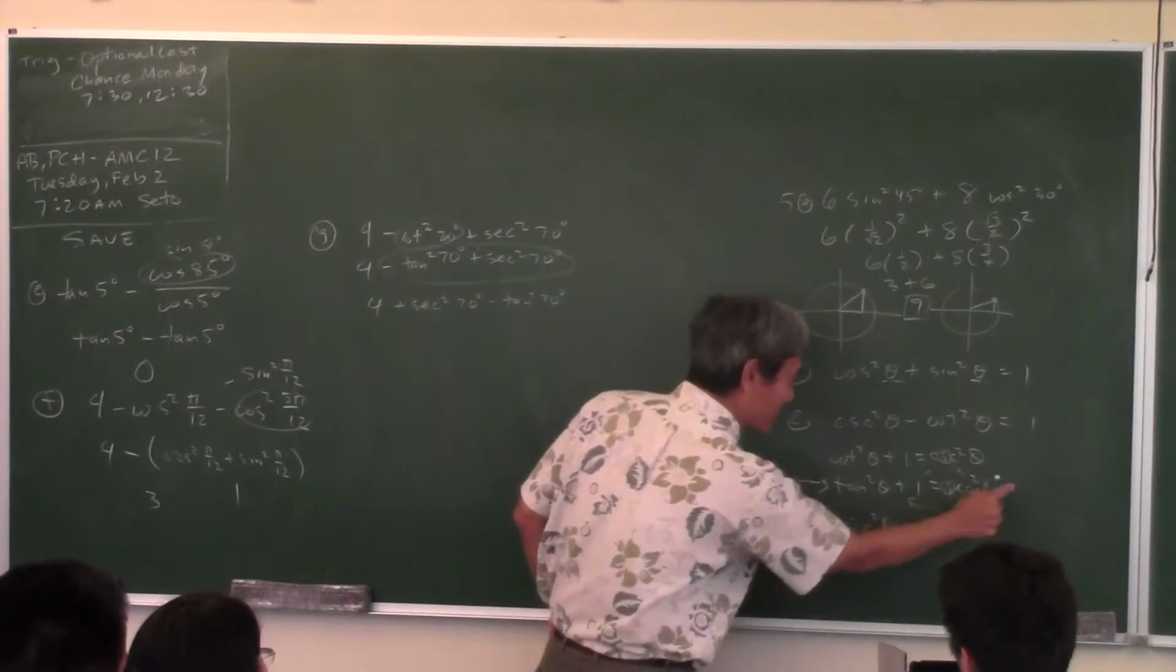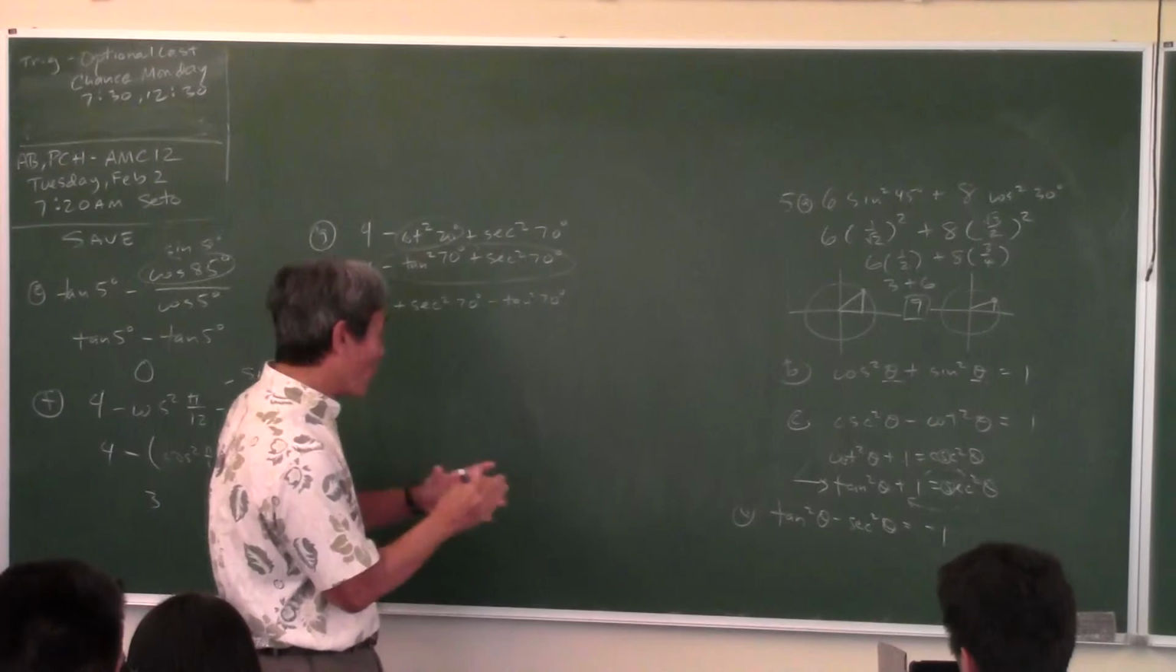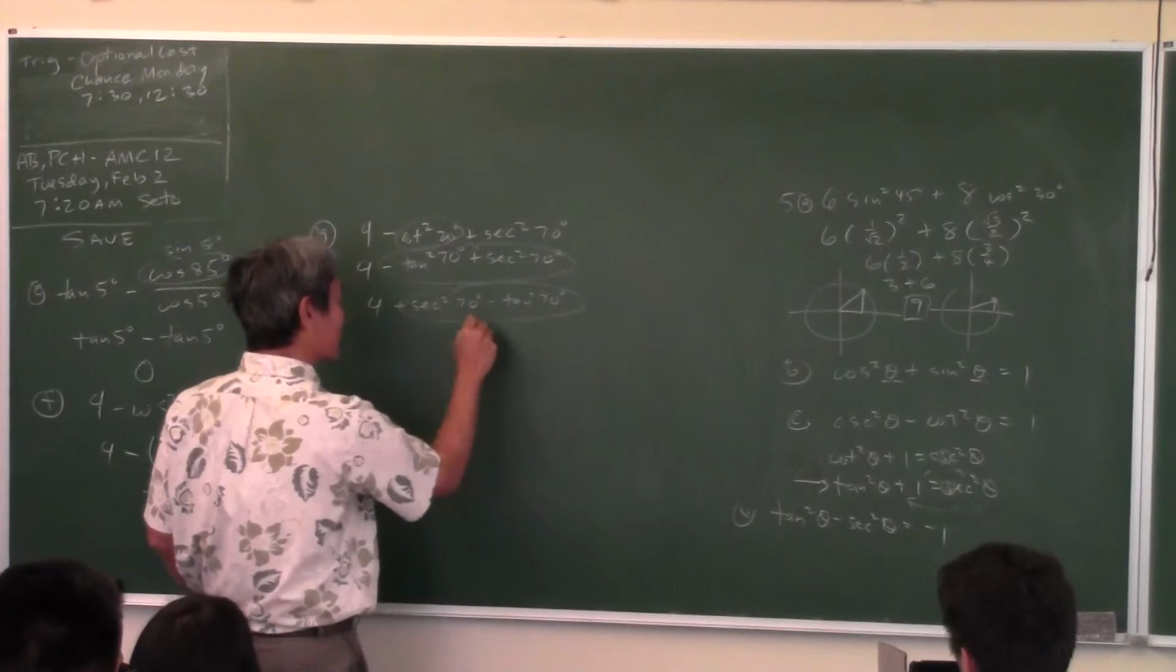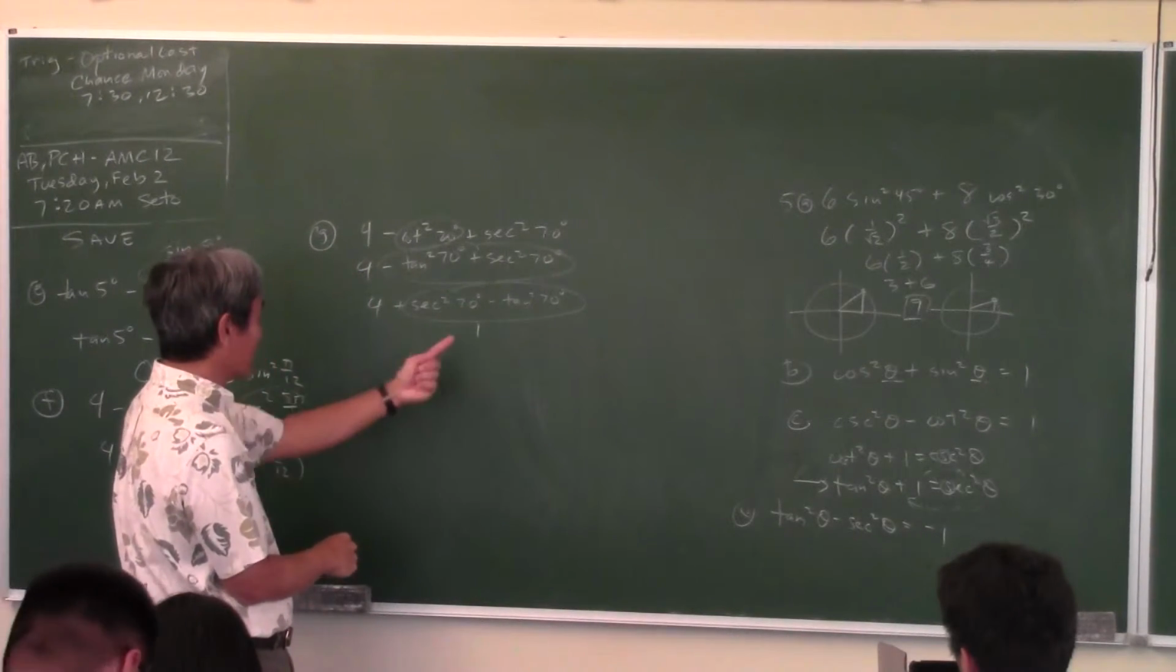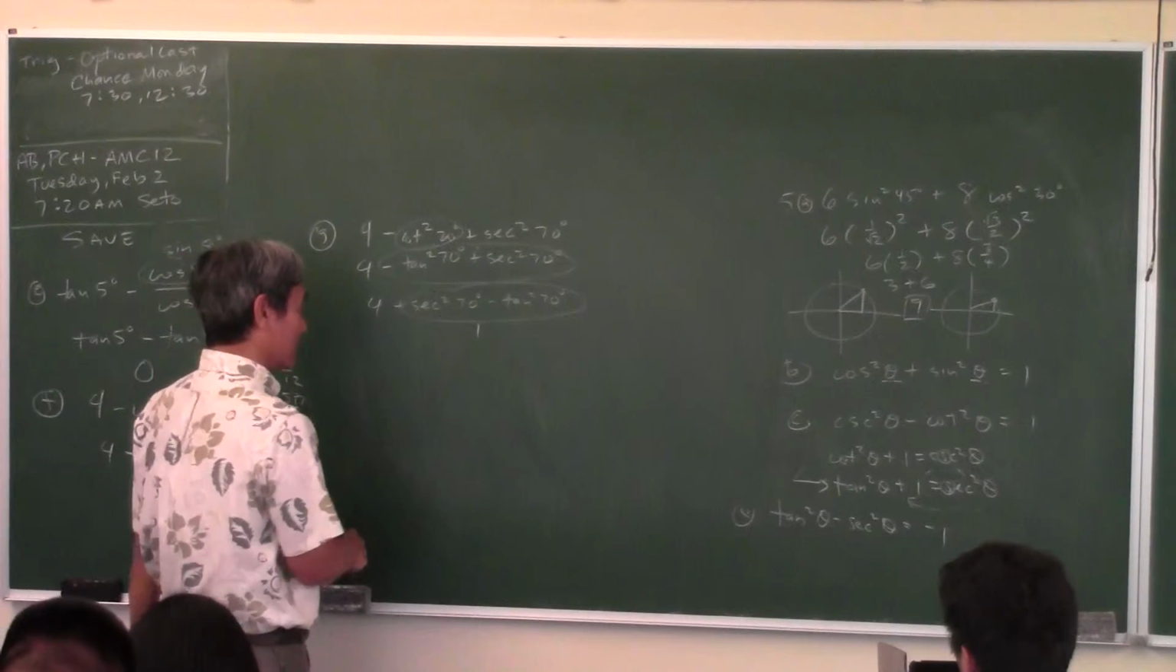What if I move the tangent squared on this side? What are you gonna get? 1. So this is equal to 1. See, that's the thing. In trigonometry, you gotta go, hey, somebody. 4 plus 1, 5.